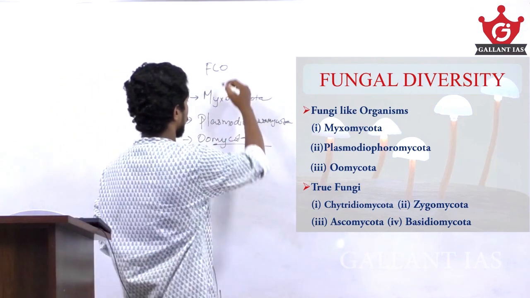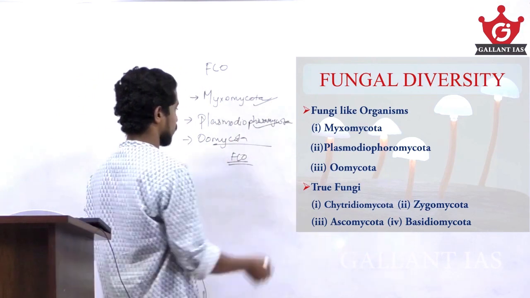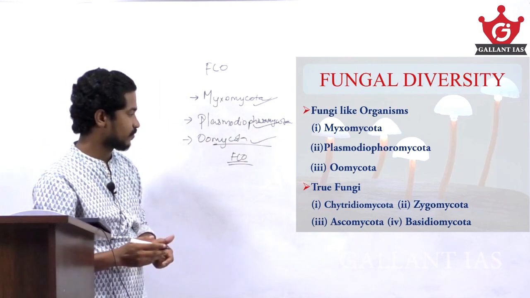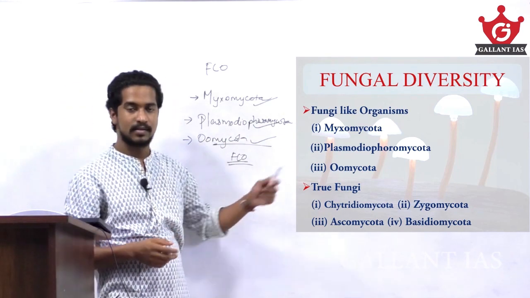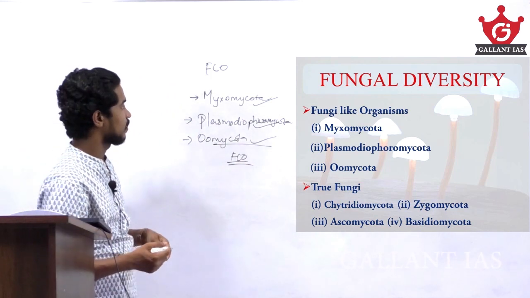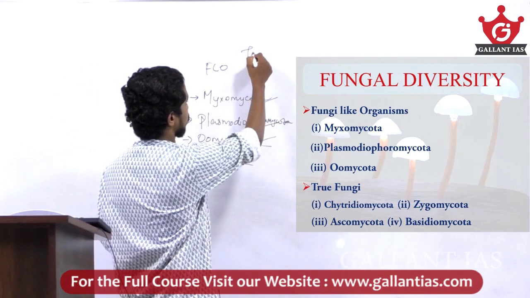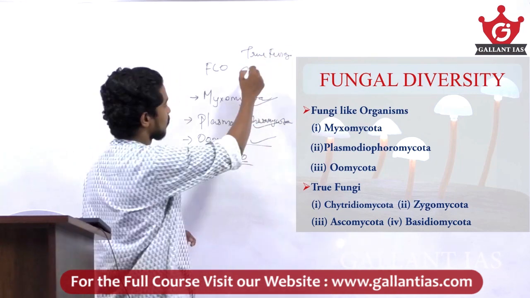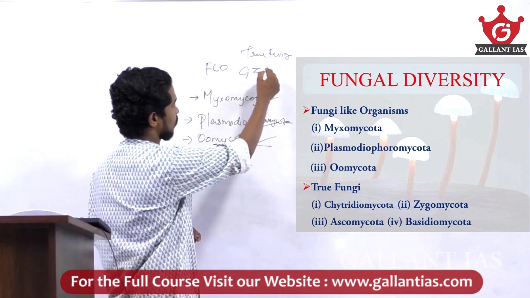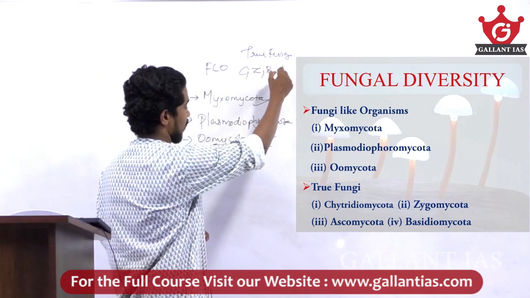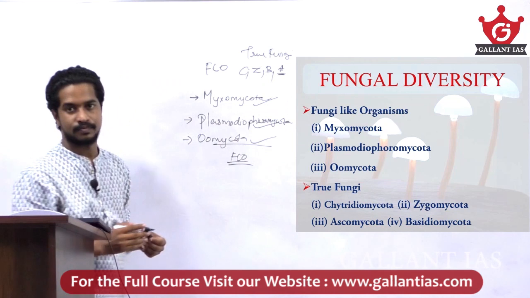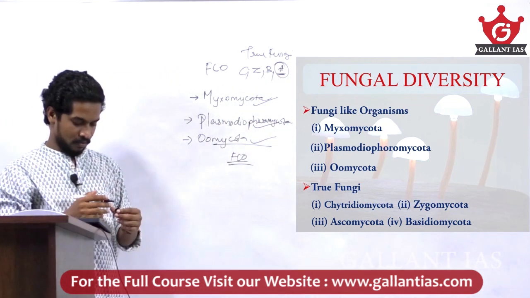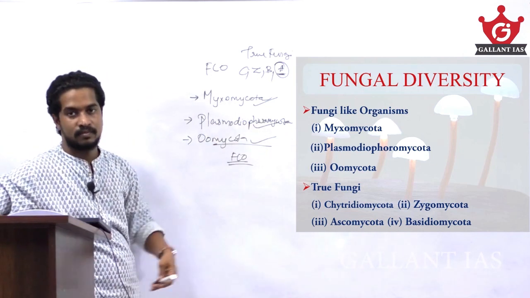Fungal-like organisms: Myxomycota, Plasmodiophoromycota, Oomycota. And under true fungi: Chytridiomycota, Zygomycota, Ascomycota, Basidiomycota. Ascomycota is the largest phylum of fungi.